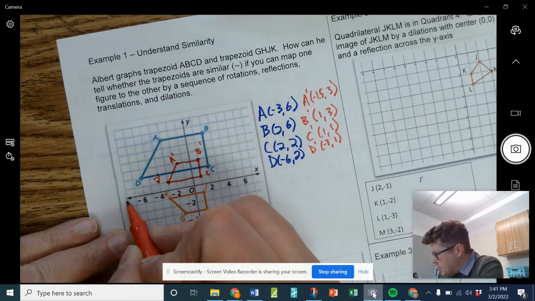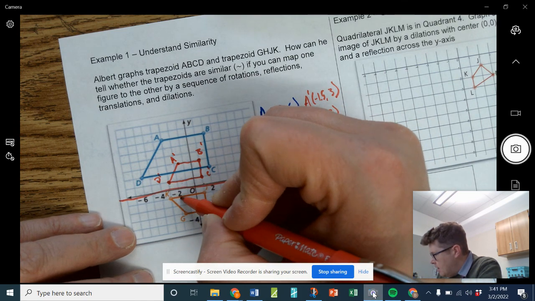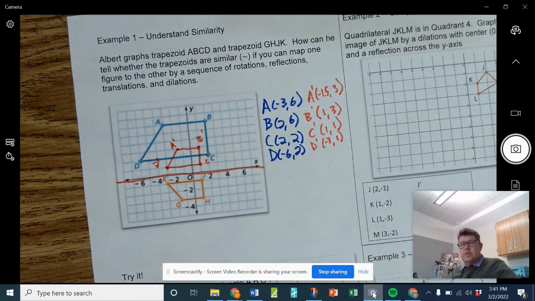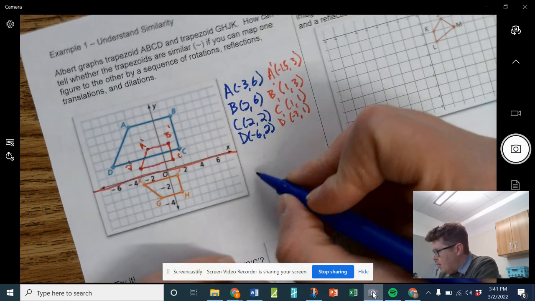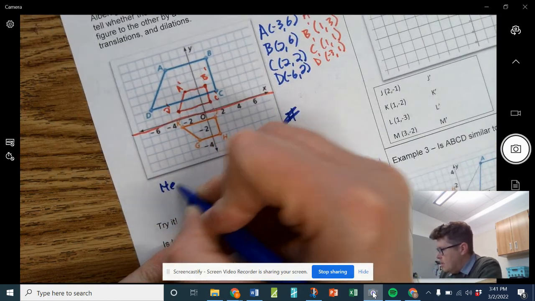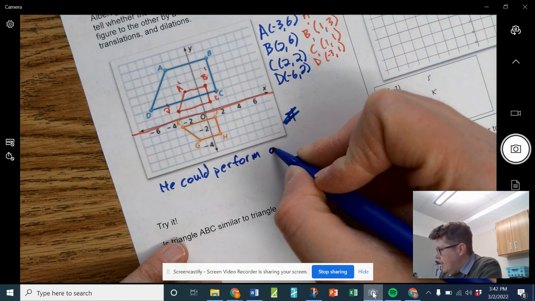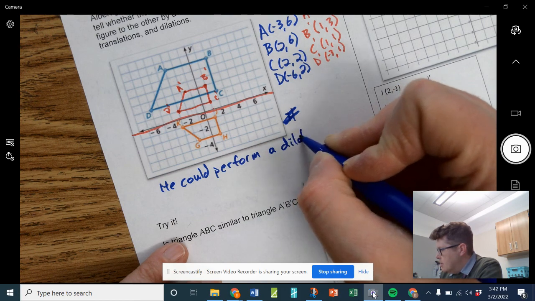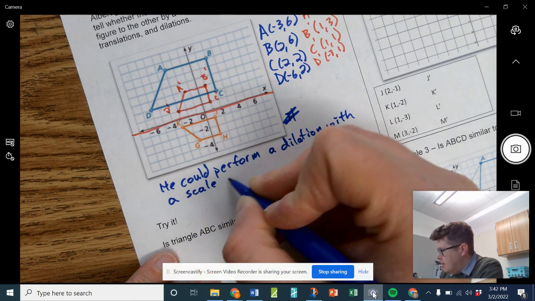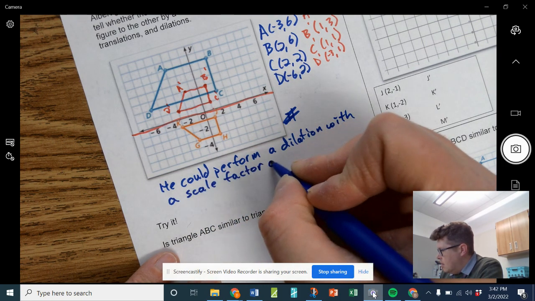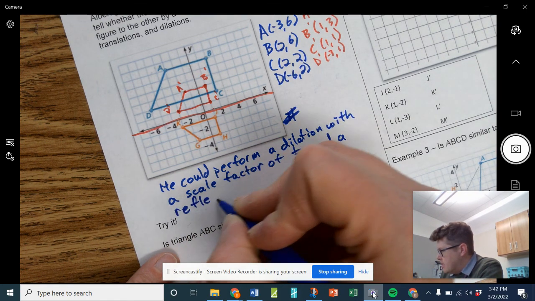And then it looks like it's a reflection across the x-axis because each point is the same distance away from the line of reflection. So we've got a reflection. So if we're going to write it out, how can we tell, right? Well, he could perform, I'm just going to write that down here, he could perform a dilation with a scale factor of 1/2 and a reflection across the x-axis.